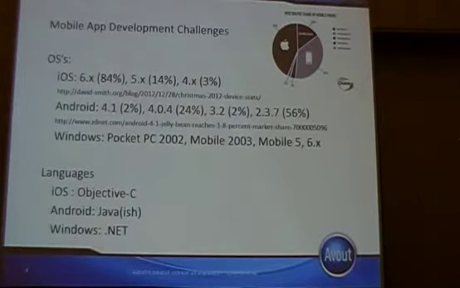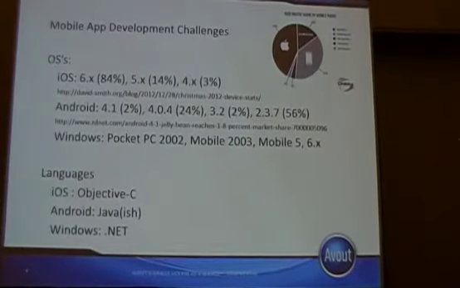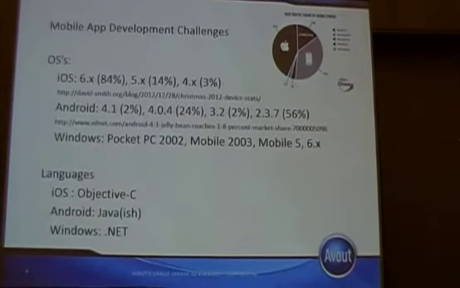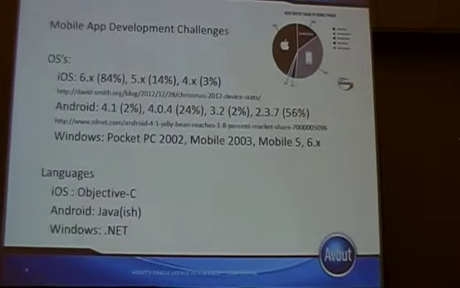This was as of December, and these numbers have changed dramatically just since then. You had 2% were on Jelly Bean 4.1. There's now a 4.2 version of Jelly Bean that's been released. The 4.1 has gone up to something like 8 or 9% of all users. 4.2 has like 8 or 9% of all users. But you can see you have a tremendous amount of people who still have 4.04. You still have a tremendous amount of people who are still running 2.3.7.